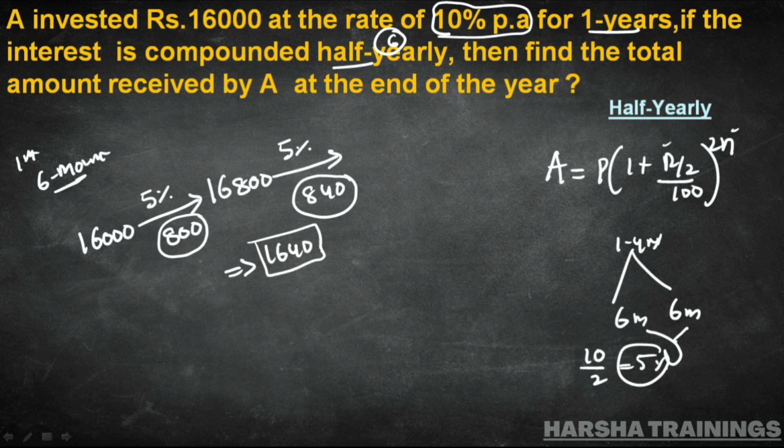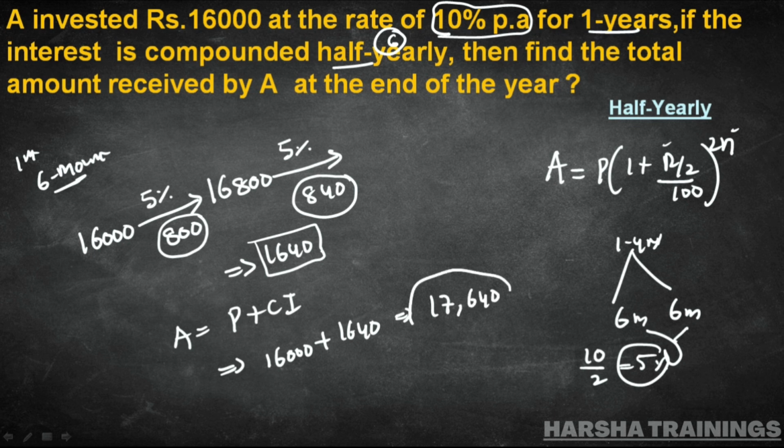Find out the total amount, right? Total amount means principal plus compound interest. The principal amount is 16,000 rupees and interest is 1640, then it is equal to 17,640 rupees you are paying at the end of the year. Is it clear, guys, all of you? Yes, I think it's a very easy question, guys. You can solve this problem within a fraction of seconds, without a pen.